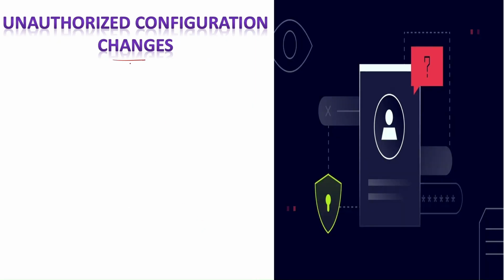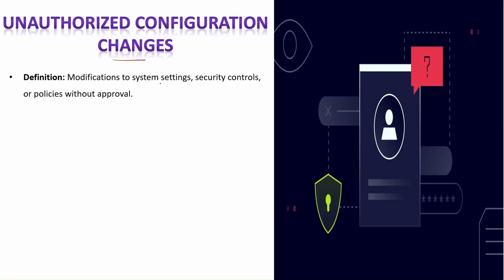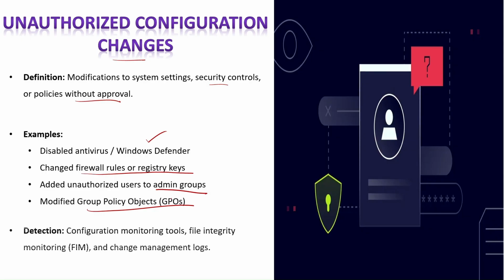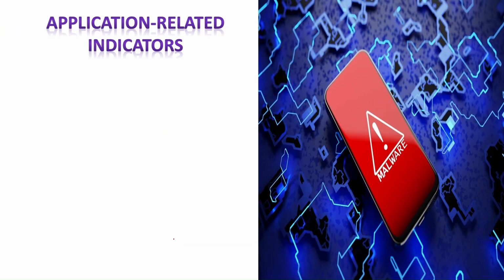Unauthorized configuration changes are modifications to system settings, security controls, or policies without approval. Examples include disabling the antivirus and Windows Defender, changing the firewall rules or registry keys, adding unauthorized users to admin groups, and modifying the group policy objects or GPOs. So, detection can be done through configuration monitoring tools, file integrity monitoring, and change management logs.